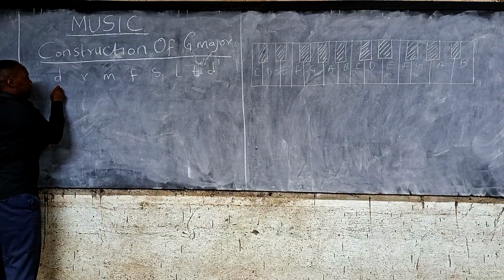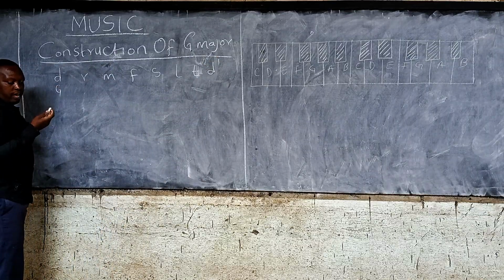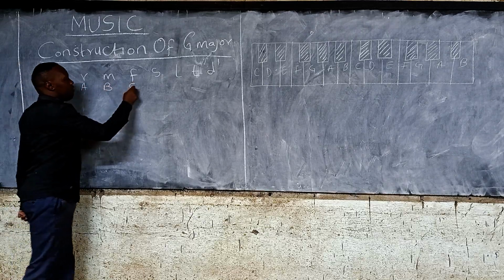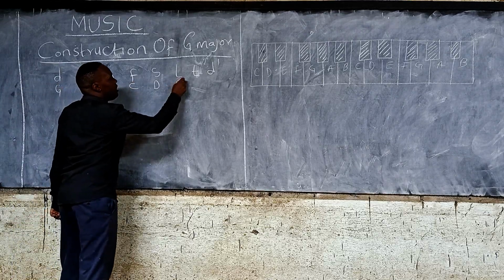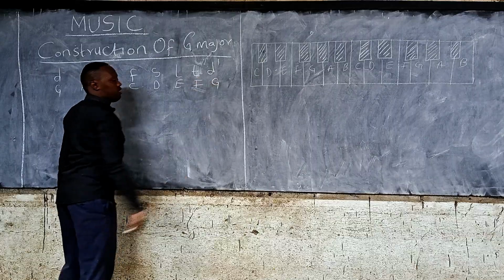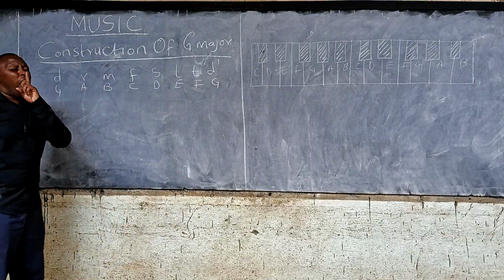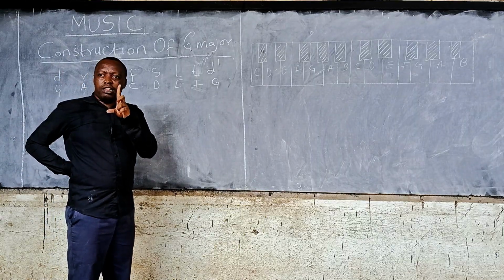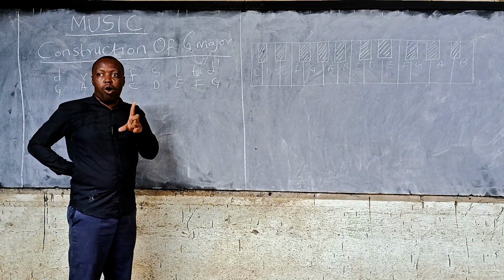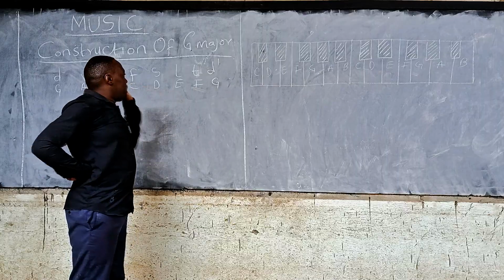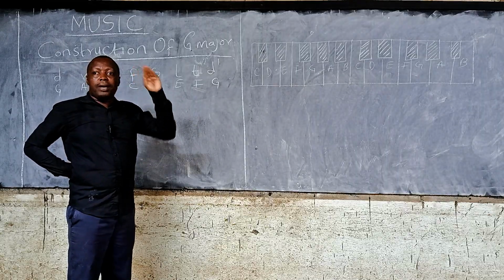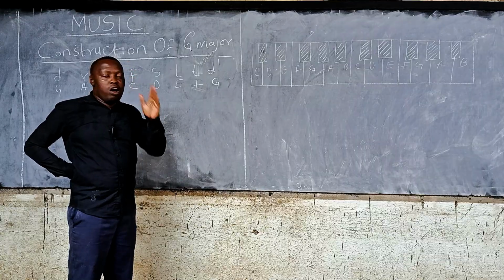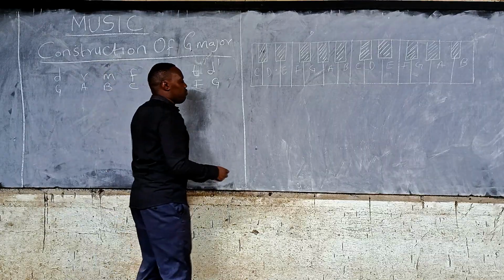Then we are going to start here with our G. Then let's move G, A, B, C, D, E, F, G. Then after getting there, I hope you can remember there is a rule or a formula that we should follow so that we can get that melody of do, re, mi, fa, sol, la, ti, do.